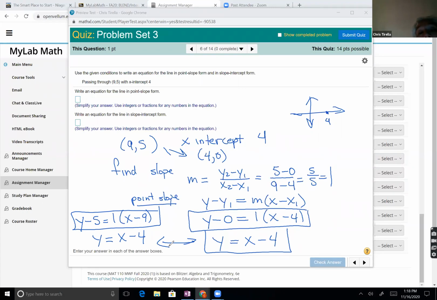But be very careful. If they give you the x-intercept, remember the x-intercept always has a y value of 0. And so go ahead and change that into a point with a y value of 0. Any questions on that one? If not, can I clear it and go on to the next? Everybody done? I'm done.